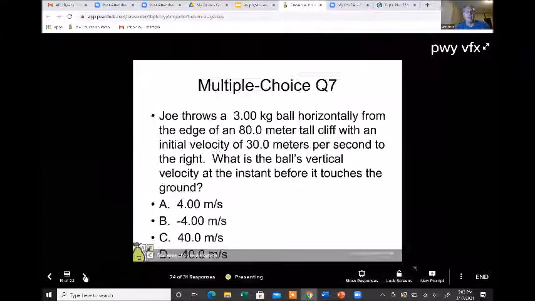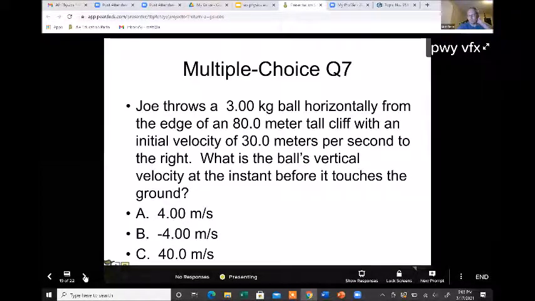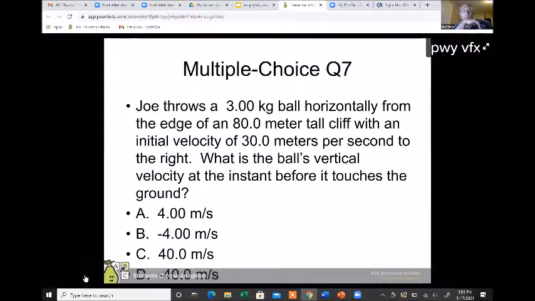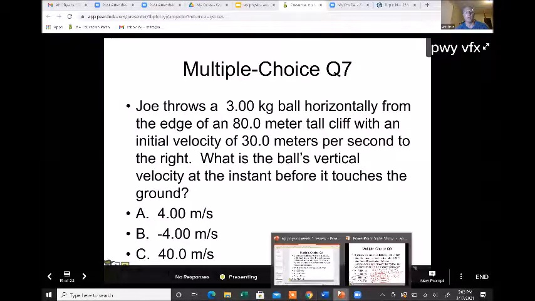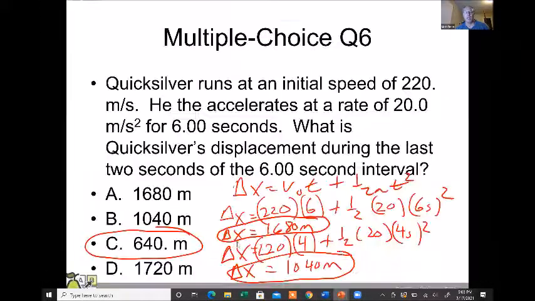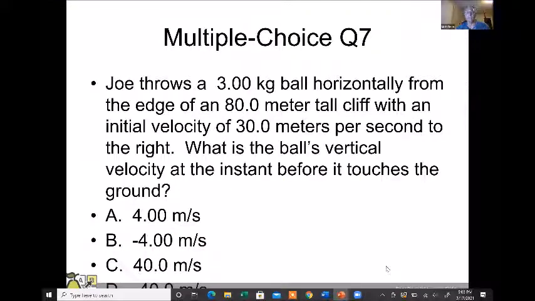All right, I'm going to go ahead and go to question 7. So Joe throws a 3-kilogram ball horizontally from the edge of an 80-meter cliff with an initial velocity of 30 meters per second to the right. What is the ball's vertical velocity at the instant before it touches the ground? And again, for the sake of time, since we're already over time, I'm going to go back to PowerPoint, the Zoom screen, and I'm going to work through this with you so we can do it pretty quickly here.